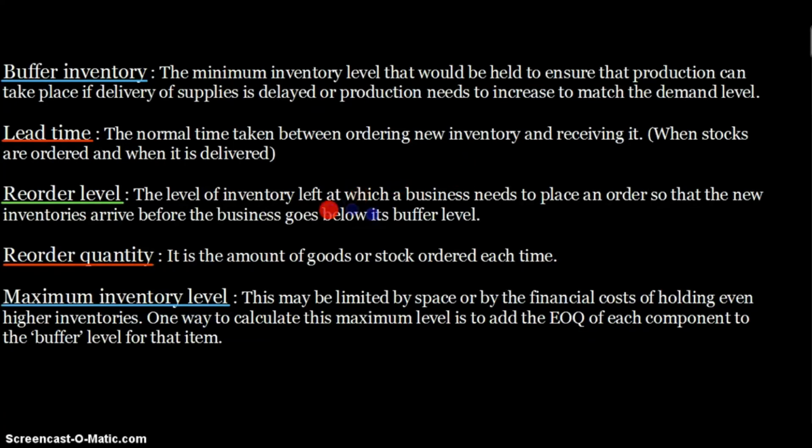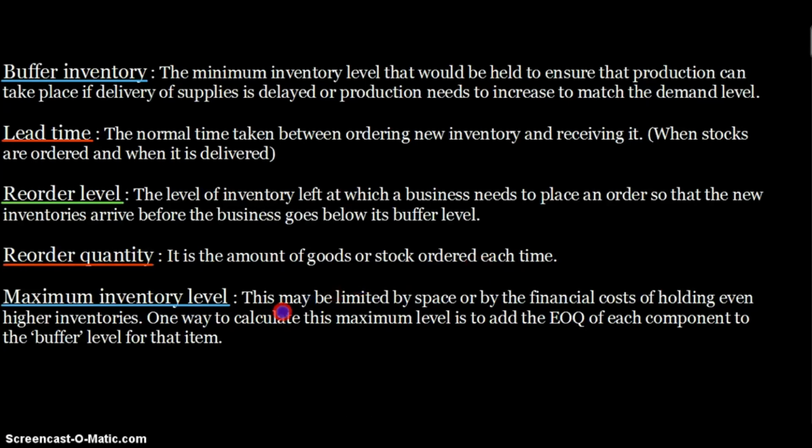Reorder level is the level of inventory left at which a business needs to place an order so that the new inventory arrives before the business goes below its buffer level. That's the basic definition that we can give. Reorder quantity is the amount of goods or stocks ordered each time. That is, it should be the EOQ, economic order quantity, which we discussed in the previous lecture. So reorder quantity should be as close to economic order quantity as possible.